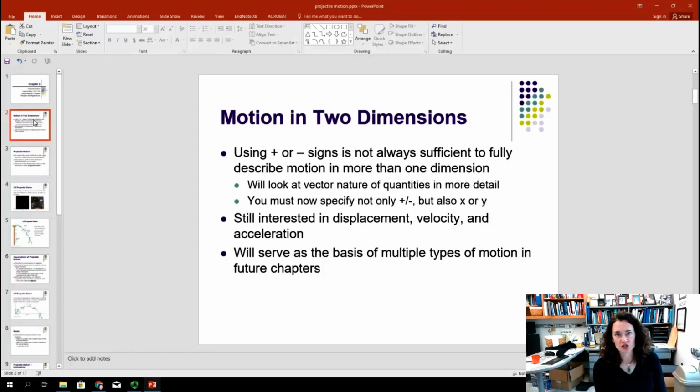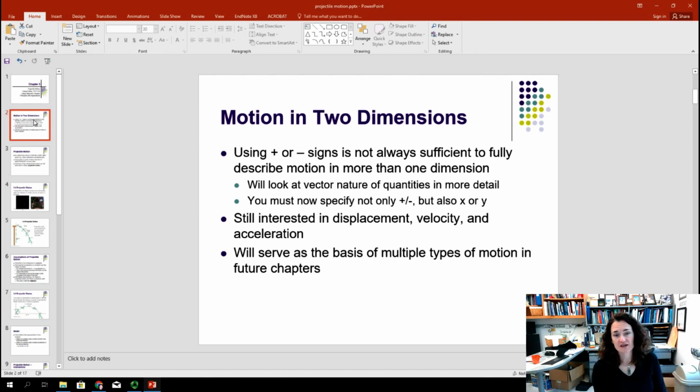So projectile motion is motion in two dimensions. Now it's important to understand that once you move beyond one dimension, using those plus or minus signs isn't always going to be enough to fully describe the motion. For example, if your motion is in both x and y, then if you just said plus or minus to indicate the direction, you wouldn't know whether to assign that plus or minus to the x direction or the y direction or both. So what you have to do now is specify not only plus and minus for direction, but also whether you're talking about x motion or y motion.